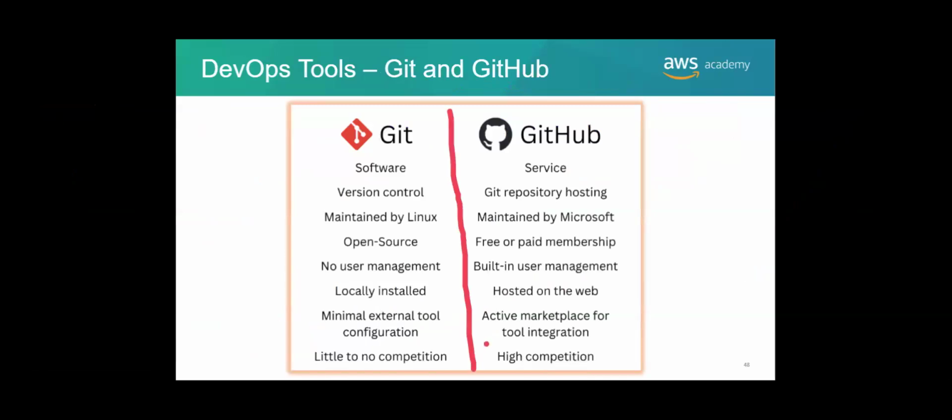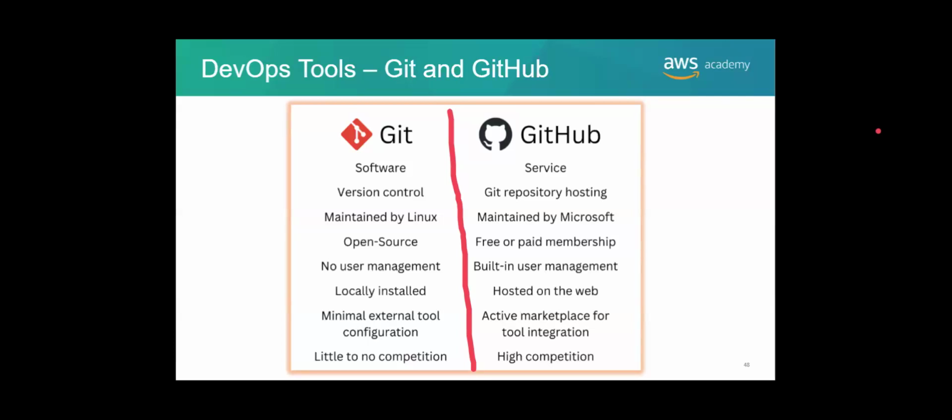If you have a notebook, you can write and keep it. This is the main question wherever you go. They might ask you, or you should know, the difference between Git and GitHub. So Git is a software. GitHub is a service. Git is version control. GitHub is Git repository hosting. Git is maintained by Linux. GitHub is maintained by Microsoft. Git is open source, and GitHub has both free and paid membership. Git has no user management. GitHub has built-in user management. User management means to which account you log in. All those things are user management.